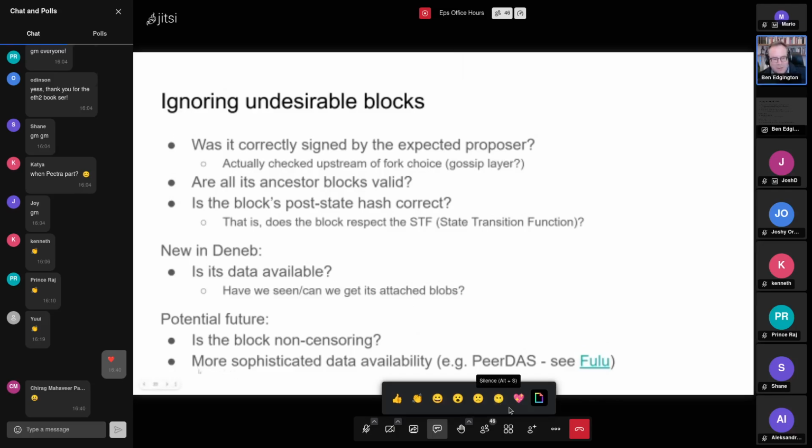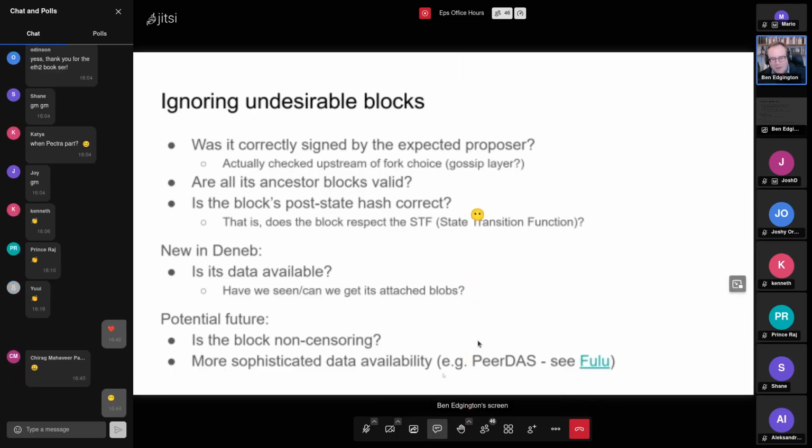And in future, we might want to look at more sophisticated data availability checks, for example, peerDAS, rather than just checking the attached blobs. There are more sophisticated checks that we can do. And there's already some work being done on that for the Fulu upgrade.